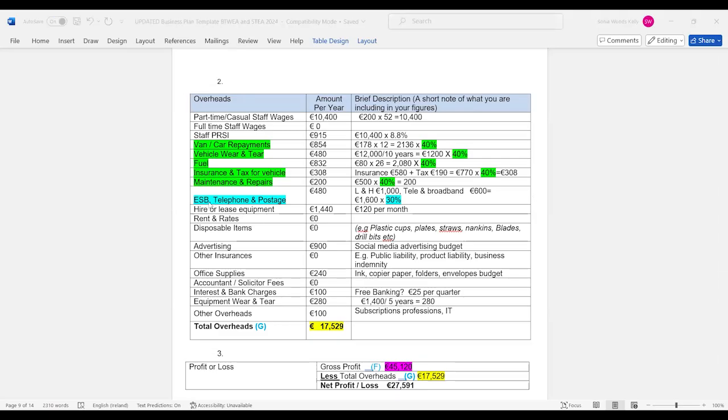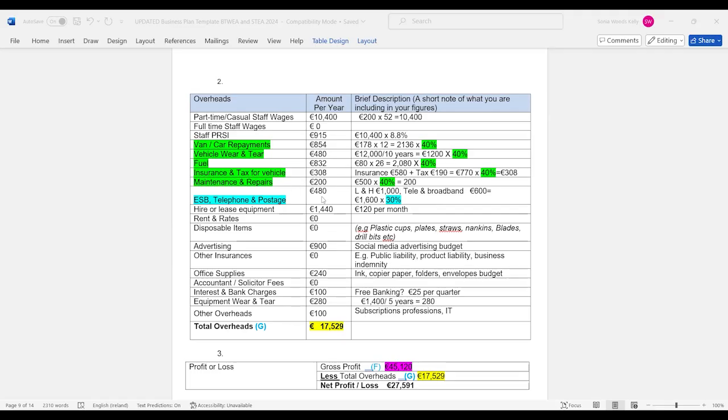The next section here is my light, heat, telephone and postage. Now, if you're renting a business property, you will need to estimate what your light and heat is and what your broadband and postage usage will be. So you can put the total amount of your rental light, heat and postage here.